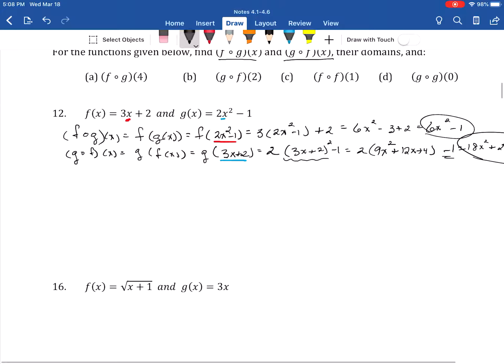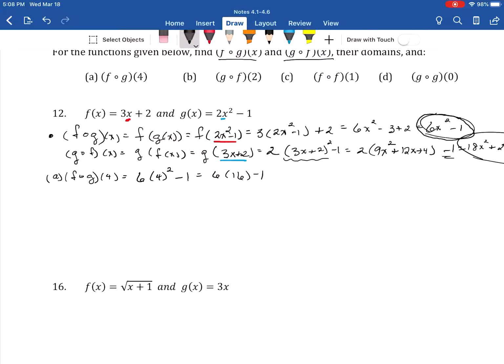All right, now part A of the example wants you to find f composed with g of 4. Now we've done all this work to find f composed with g of x, getting this answer over here. We're going to take that answer and use the input value 4 in place of the variable x. 6 times 16 minus 1. 6 times 16 is 96. So 96 minus 1 is 95.